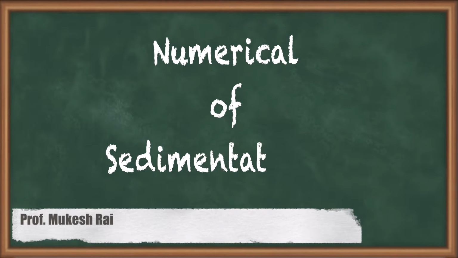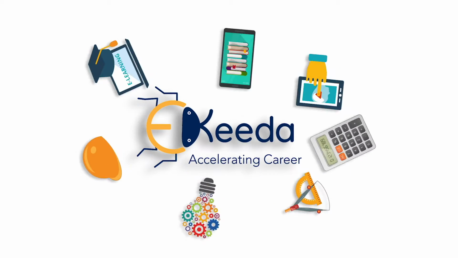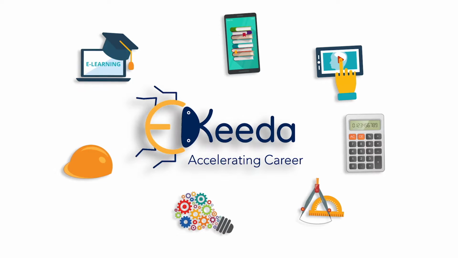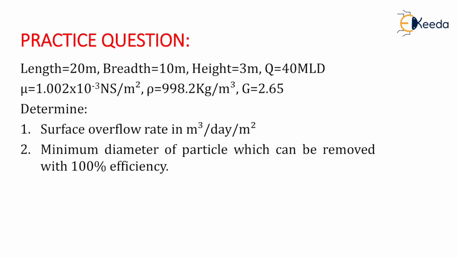Hello students, today we are going to discuss the sixth numerical of sedimentation. The question is given as: length equals 20 meter, width equals 10 meter, height equals 3 meter. Discharge is given as 40 MLD and dynamic viscosity is 1.002 × 10^-3 Newton second per meter square. Rho is given as 998.2 kg per meter cube and the specific gravity is 2.65.